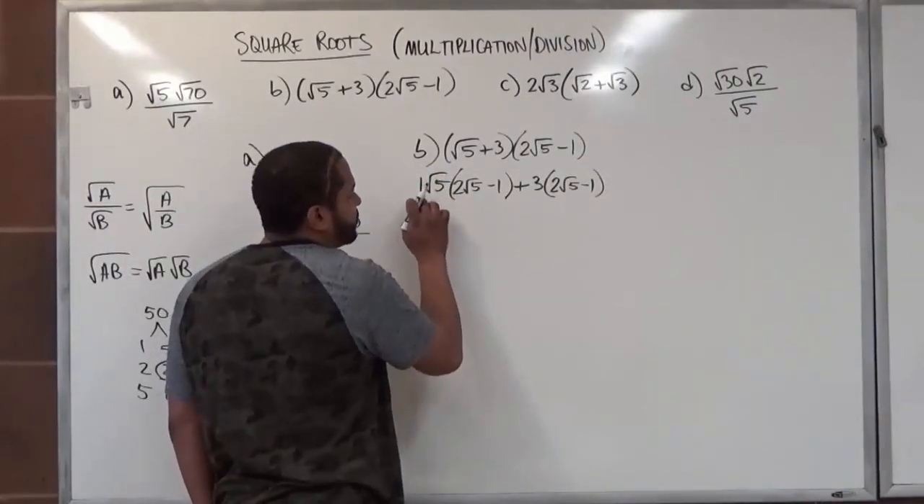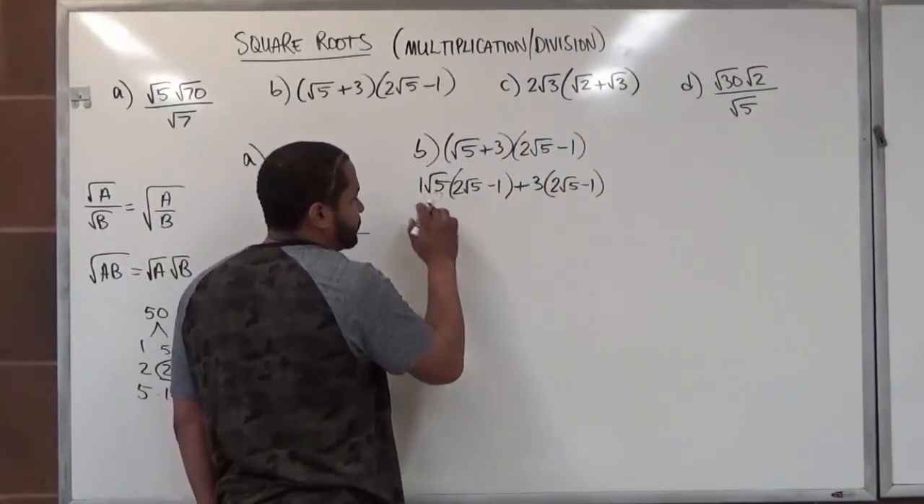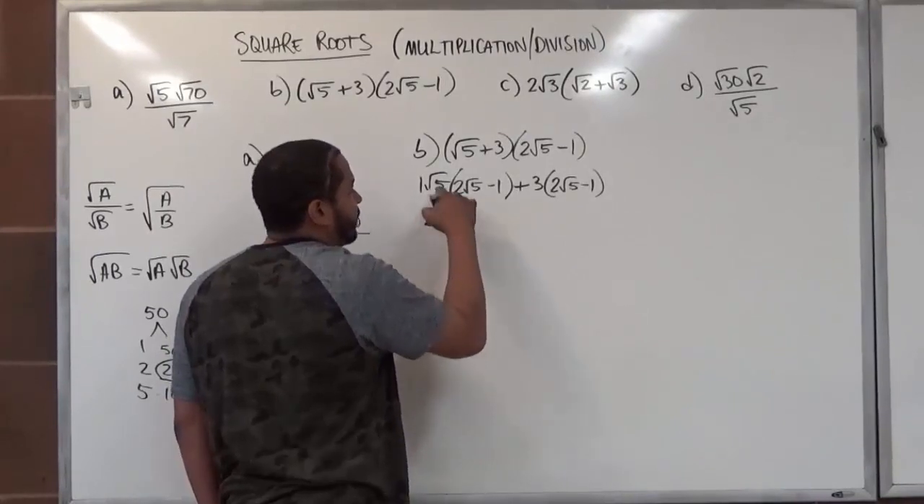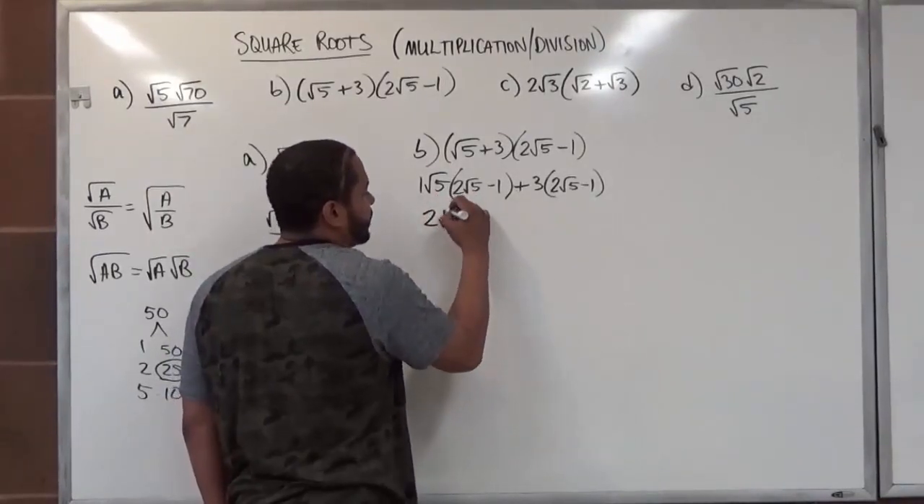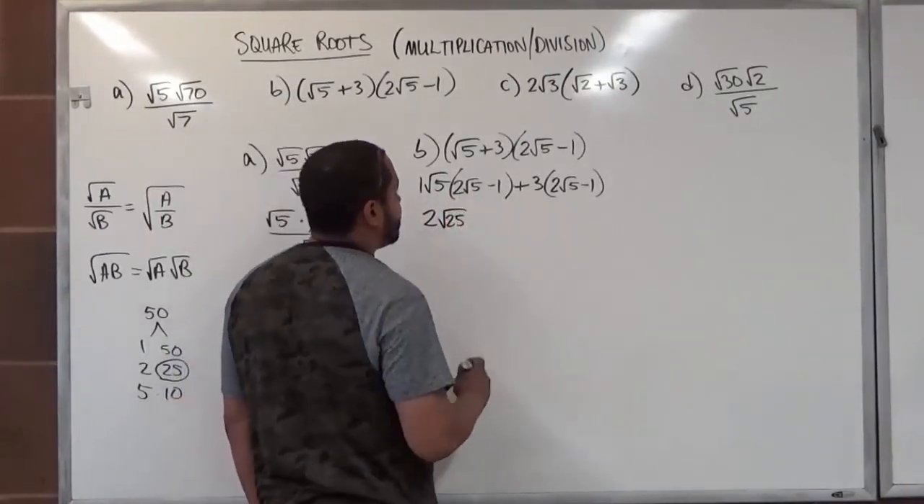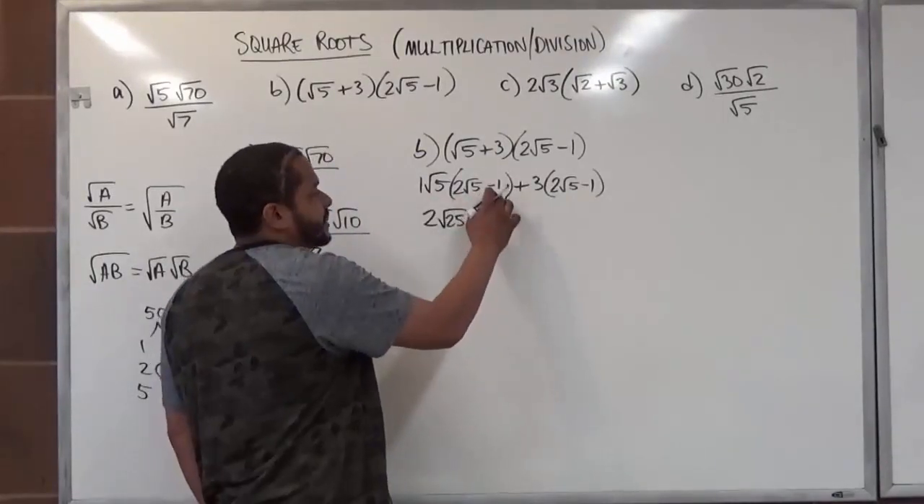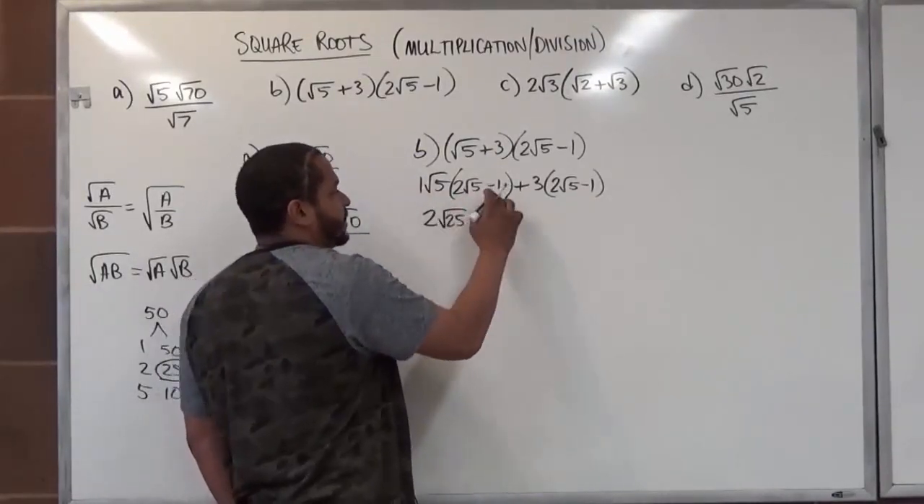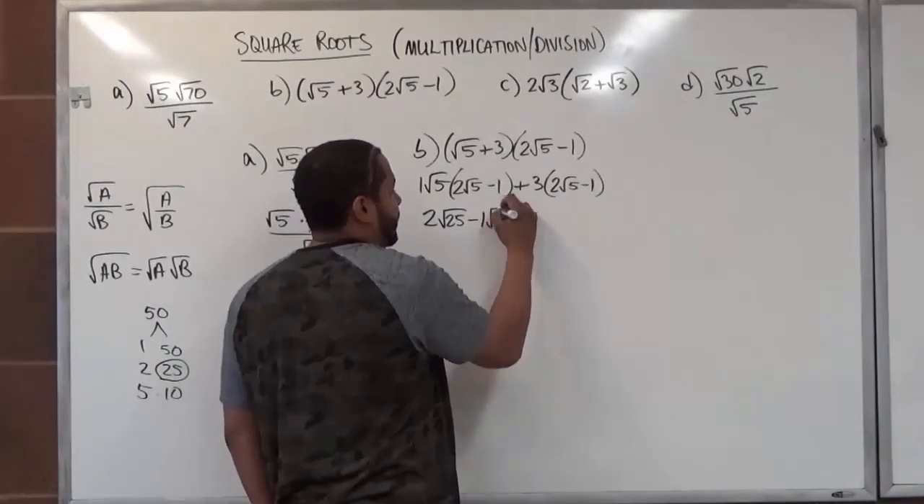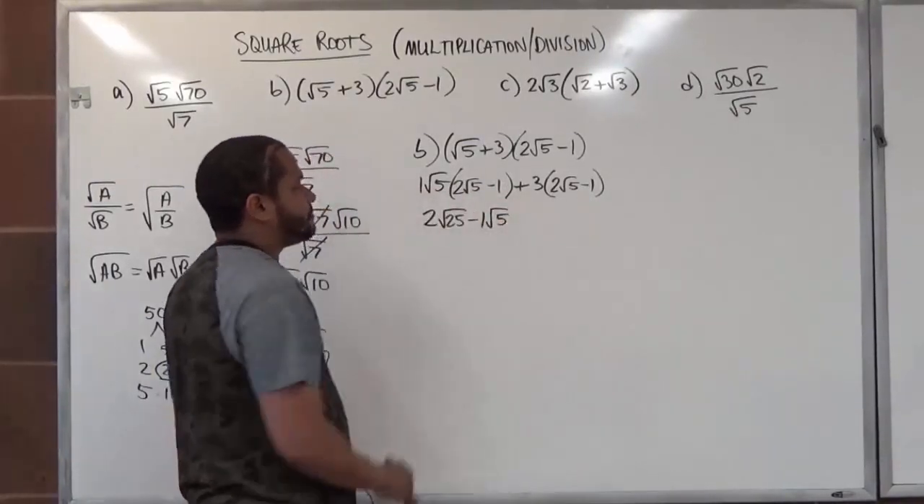So what we do is we multiply the outside numbers together first. 1 by 2 is just 2. And radical 5 by radical 5 is radical 25. Then we do the same thing out here. Since this has no square root, we're just going to do the 1 by the negative 1, which is negative 1. And the radical 5 comes along for the trip.